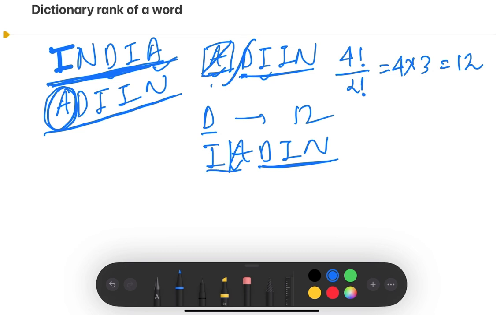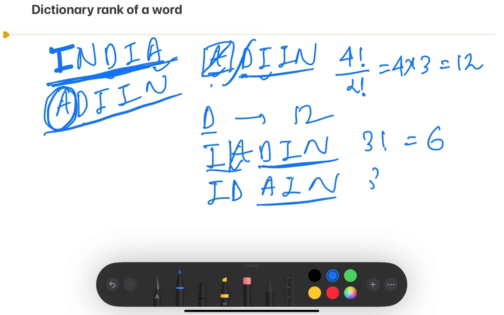I, A is fixed. What are the remaining letters? That is D, I, and N. So the number of words will be 3 factorial, that is 6, right? Similarly, I is done. So now it will be I, D, and the same, A, I, N. There will be 3 factorial, that is 6 terms.